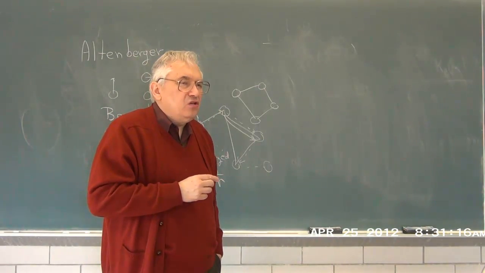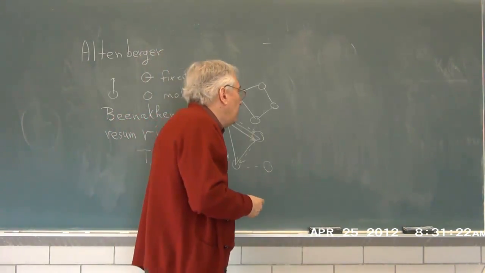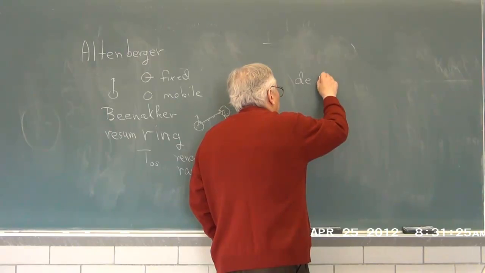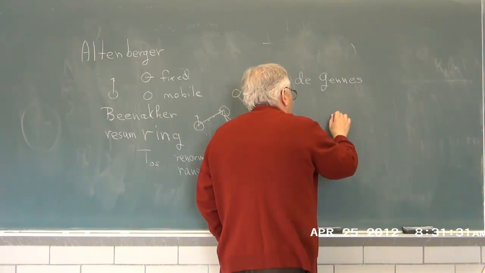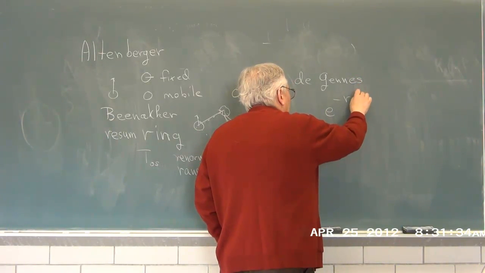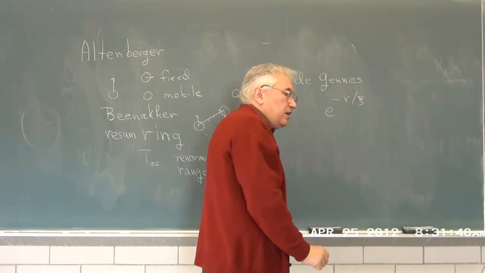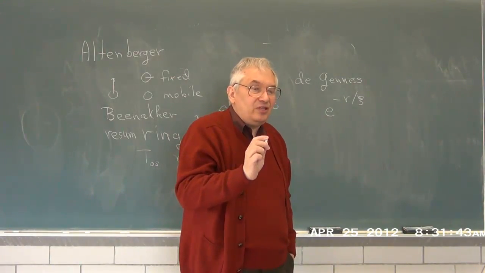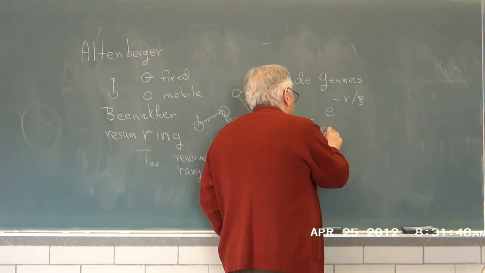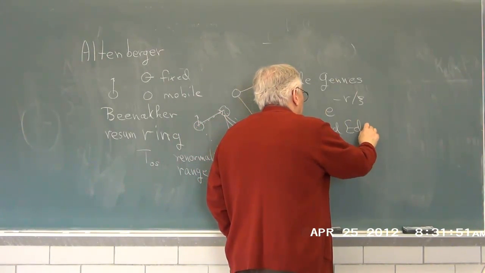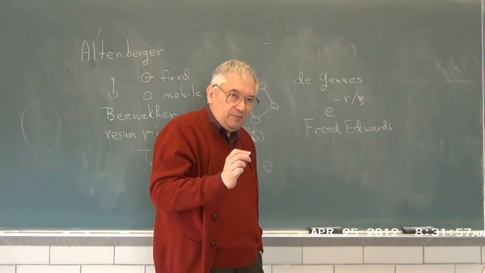Okay, then. So where did hydrodynamic screening come from? Did it just appear by magic? And the answer is no. There is a paper by de Gennes, early 70s paper, and he says that the range of the hydrodynamic interaction goes as some r over psi, where psi is a screening length. And how does he calculate this? Well, he doesn't calculate it at all. In fact, what he does is to cite a paper by Freed and Edwards. And the nice paper by Freed and Edwards purports to derive hydrodynamic screening.